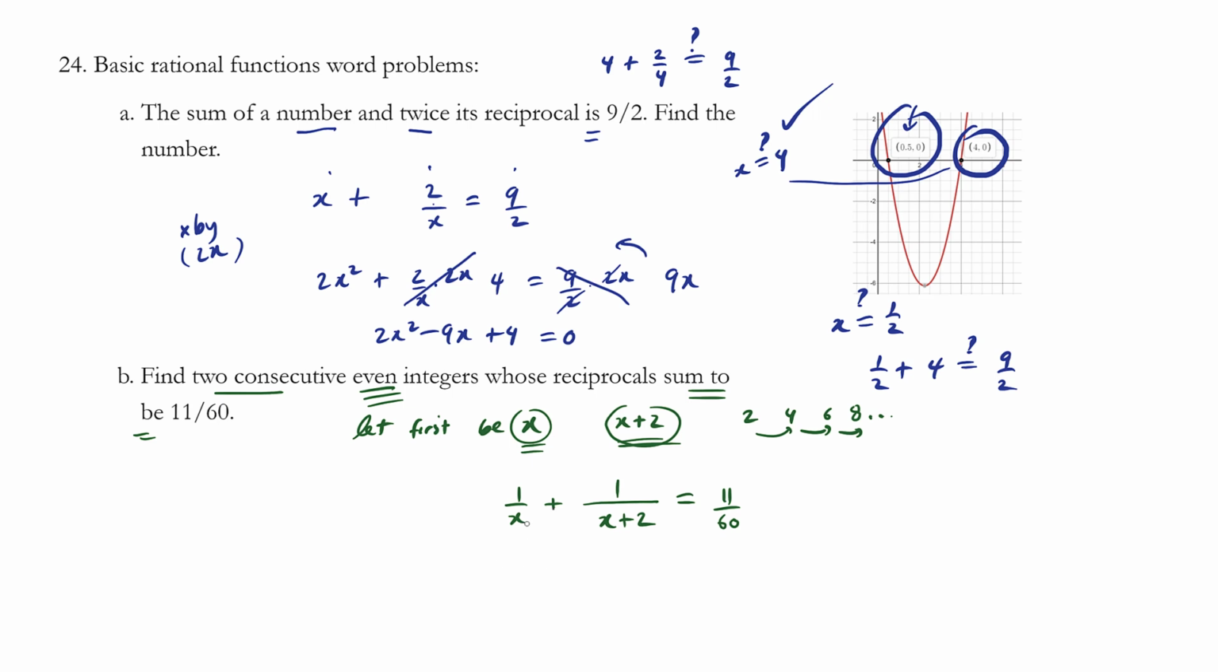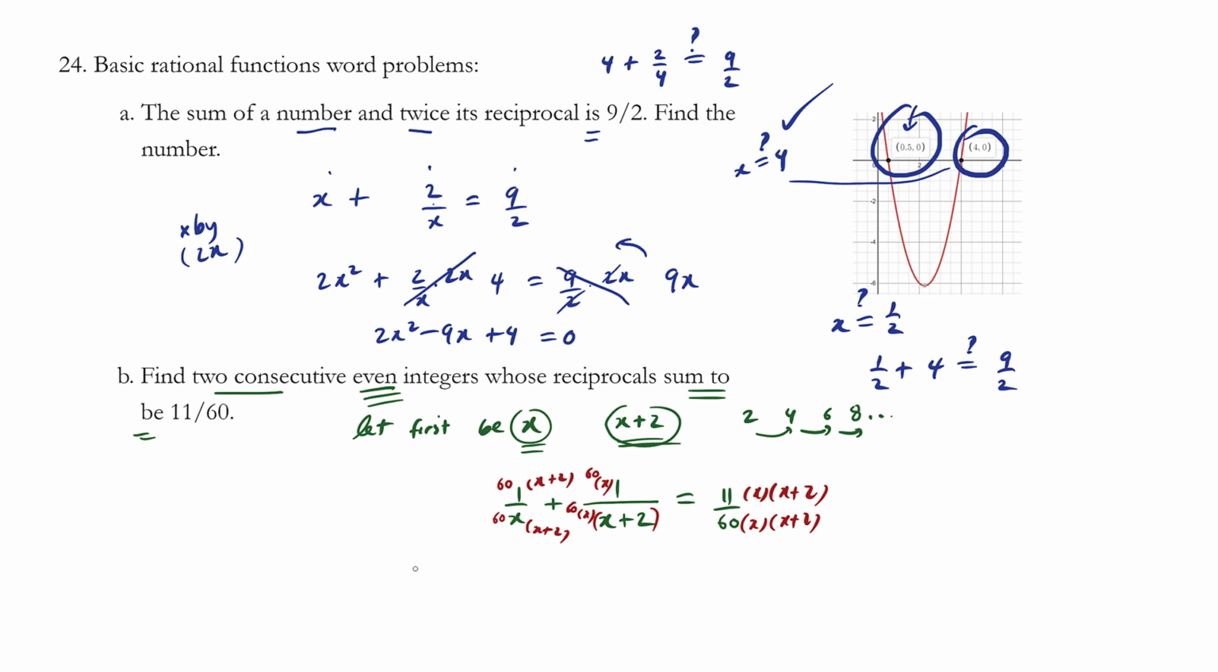Let's try to make the bottoms look the same. I'm going to multiply by x plus 2, top and bottom, which is okay because same divided by same is 1. Let's multiply this one here by x, and let's multiply by x and x plus 2. And we have a 60 here, so why don't we multiply by 60 here, 60 here, and 60 here, and 60 here. Now the bottoms are all the same.